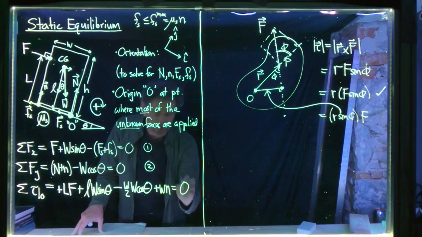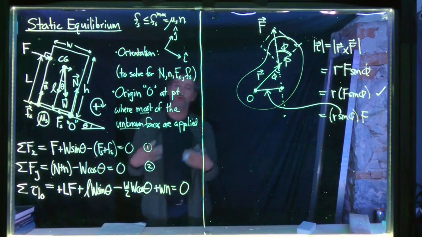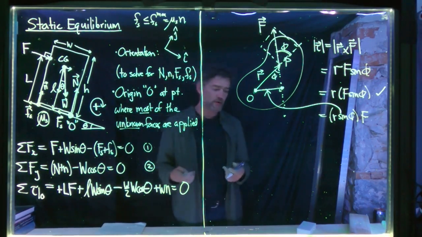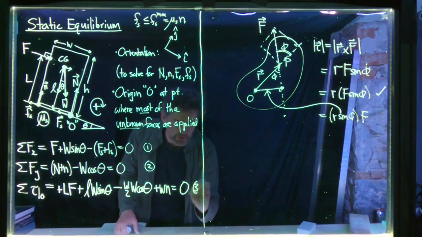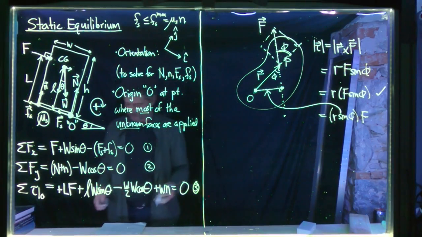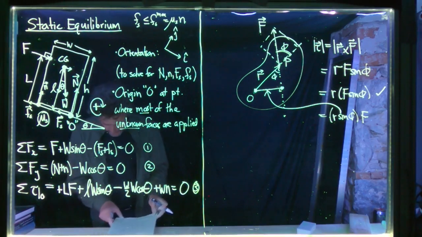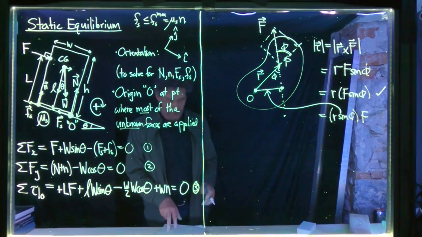Okay, and all of those torques have to add up to zero. The net torque has to be zero so that we have rotational equilibrium as well. So that'll be called equation number 3. Okay, very good. So what should we do? Let's solve these equations.